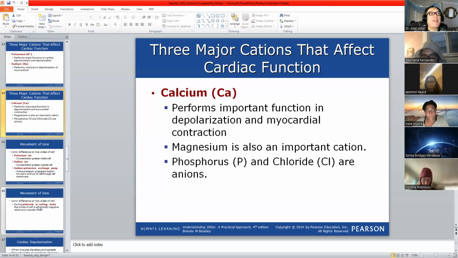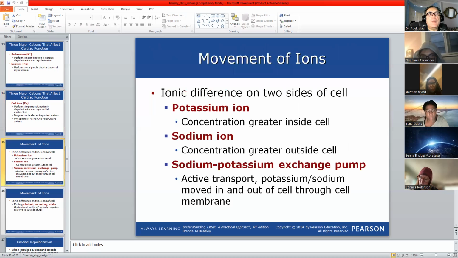You got it? And we have, beside calcium, potassium, and sodium, sorry. We have magnesium and we have phosphorus in addition. So remember, all of these are cations. All right. What about the movement of ions, which is the negative charge?